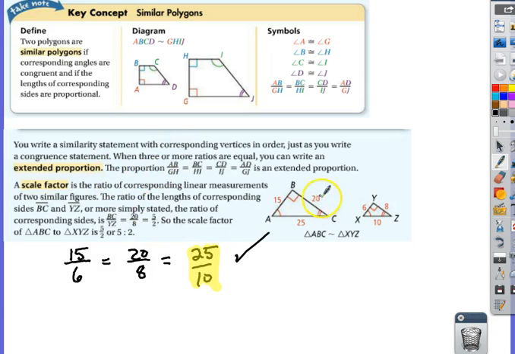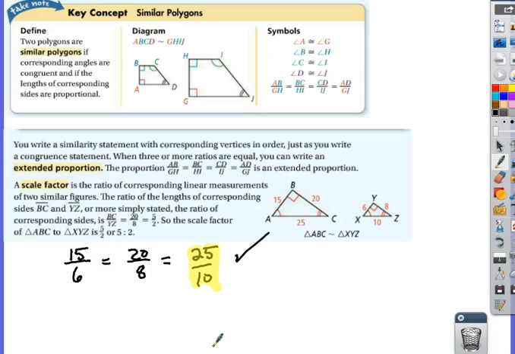So in this particular situation, I compared these two triangles, and AB was corresponding with XY, so 15 over 6, BC and YZ, 20 over 8, and AC and XZ, 25 over 10. When you reduce all of these fractions, it will reduce to 5 halves. So because they all reduce to the exact same number, 5 to 2, that lets me know that they're proportional, and that's an extended proportion.